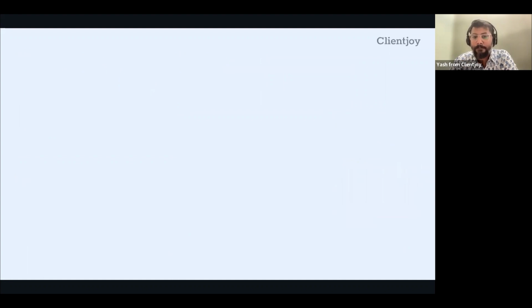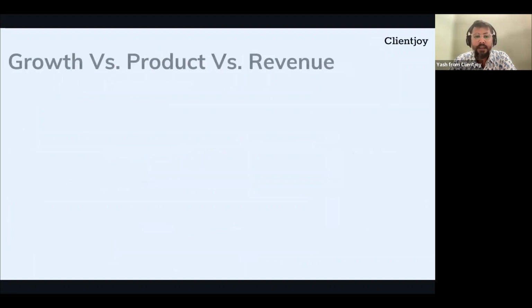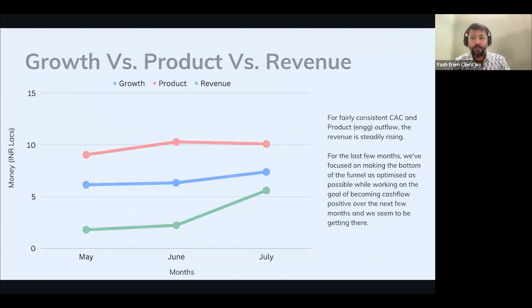Next month, for the month of June, the revenue went from 2 to 2.5. Our product engineering costs went up a little bit. Our growth costs remained similar. For the month of July, the revenue became 5.5, so we doubled from what we did in June. However, our product engineering costs and our growth costs are still within plus or minus 5% of what they were the previous month.